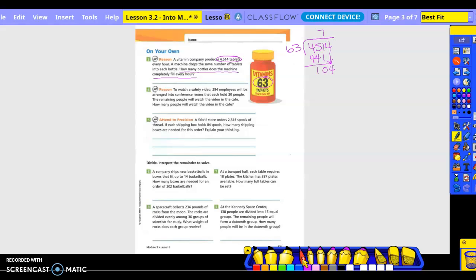So 0, 1, bring down the 4. How many times does 63 go into 104? 1, right? Minus 63. 41 left over. So 71, remainder 41. So we need to decide, are we using the quotient, the remainder, go up 1, or make a fraction? We need to use the quotient, right? Because they want to know how many bottles are completely filled. So how many bottles are completely filled? 71 bottles.